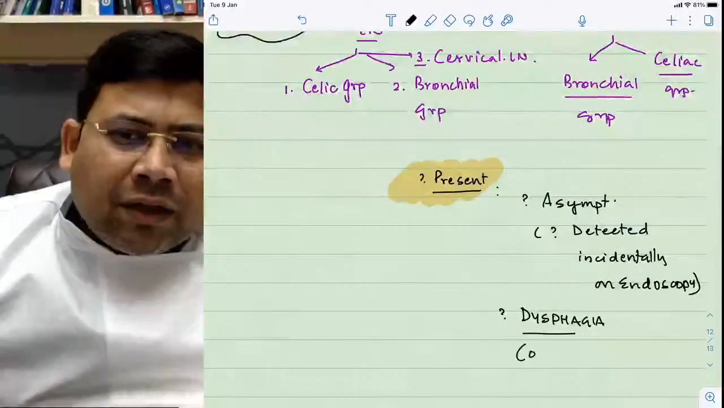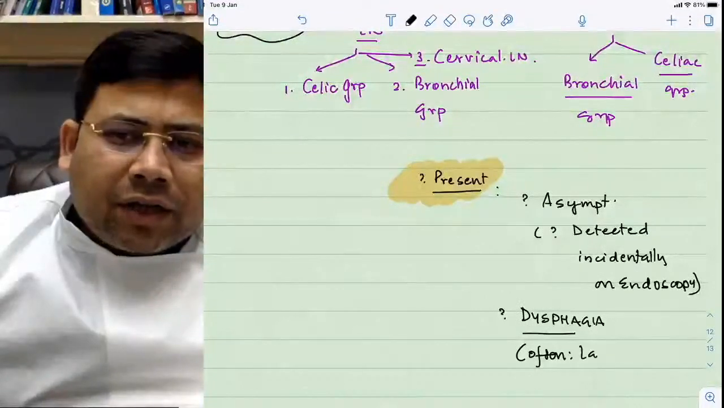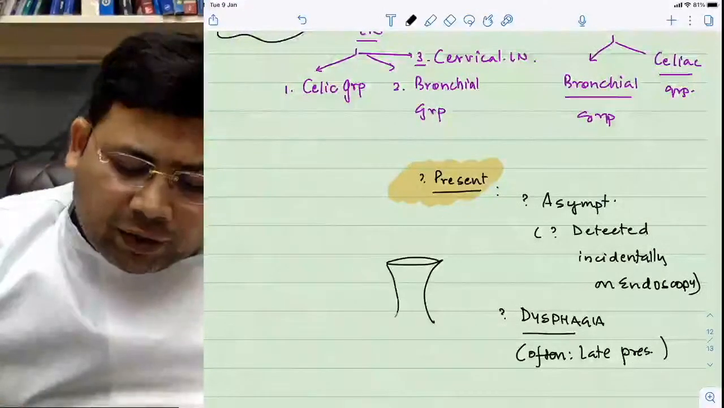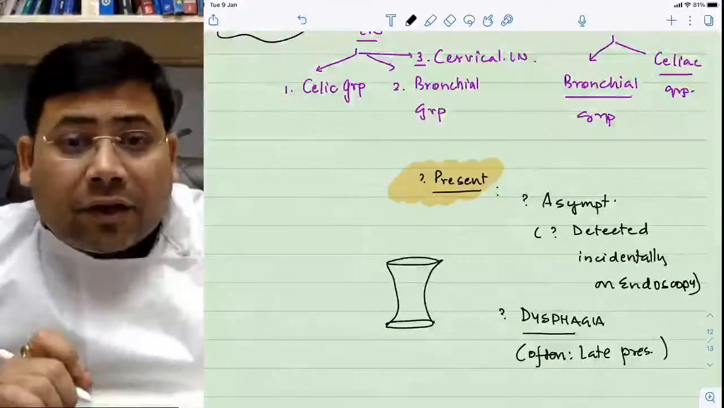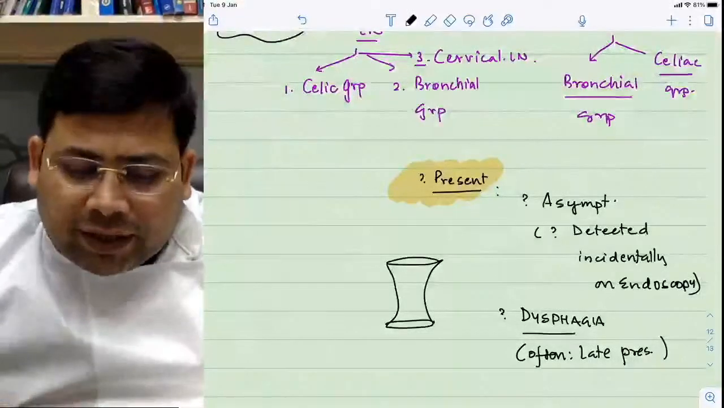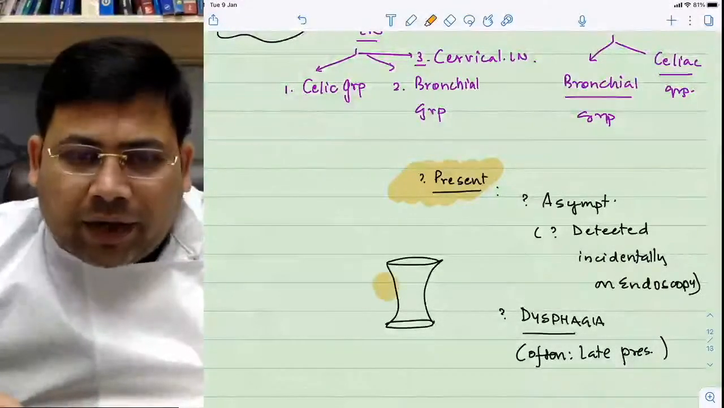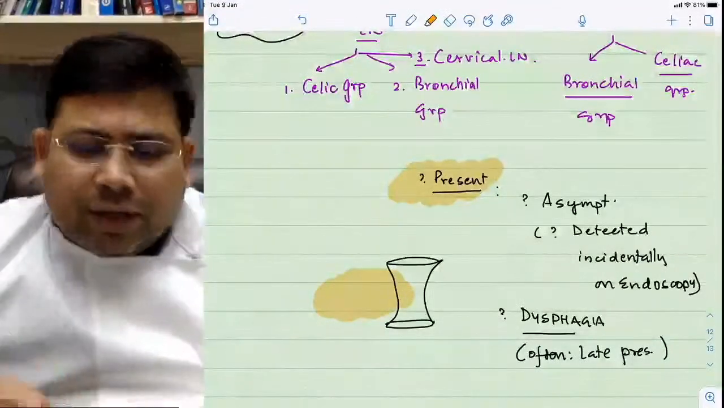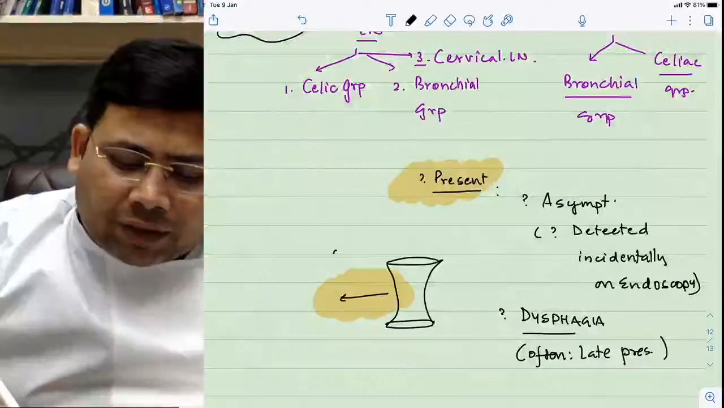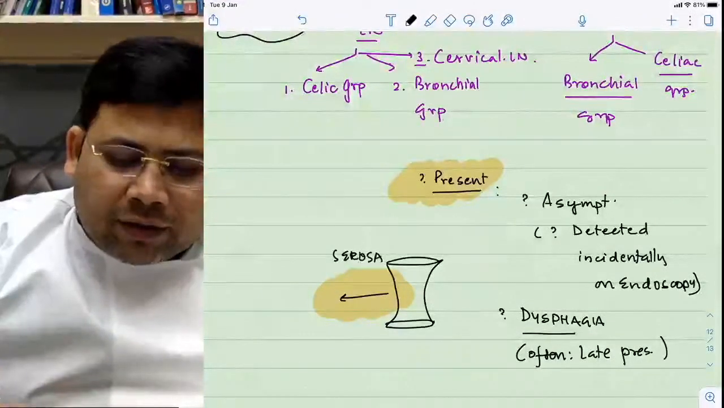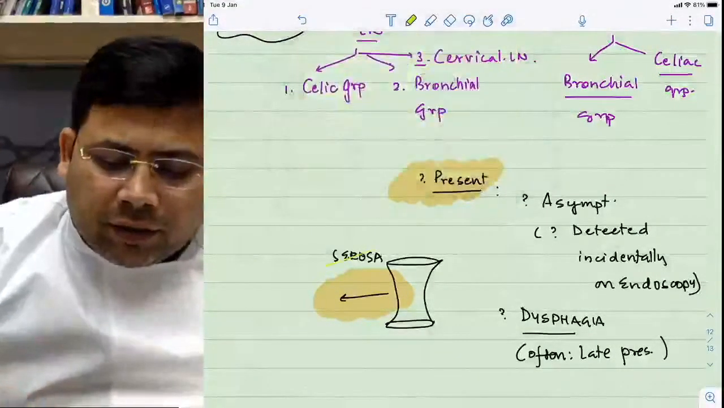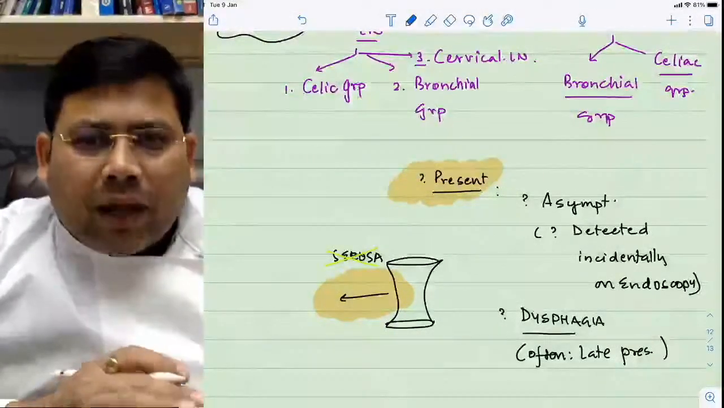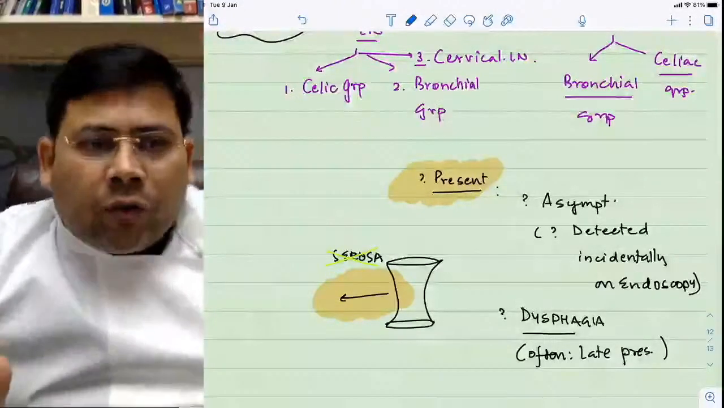Now dysphagia is often a late presentation. Do you know why? Try to understand, if this is the esophagus, the esophagus lacks serosa. Since the esophagus lacks serosa, the tumor tends to proliferate outward first before obscuring the lumen. Is that clear? Since serosa is not there, these tumors move out easily and grow exuberantly before occluding the lumen.